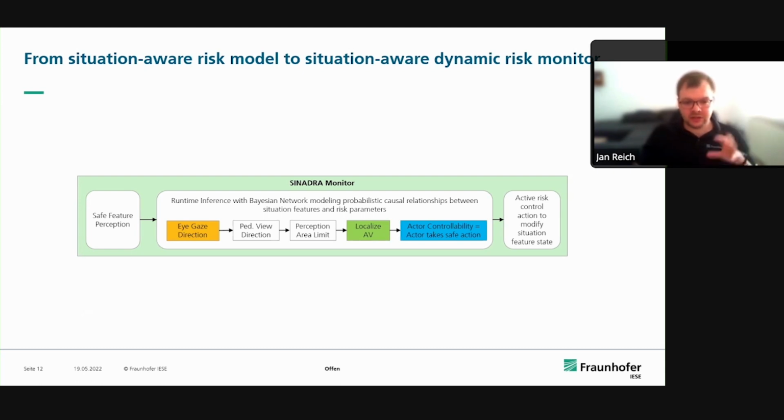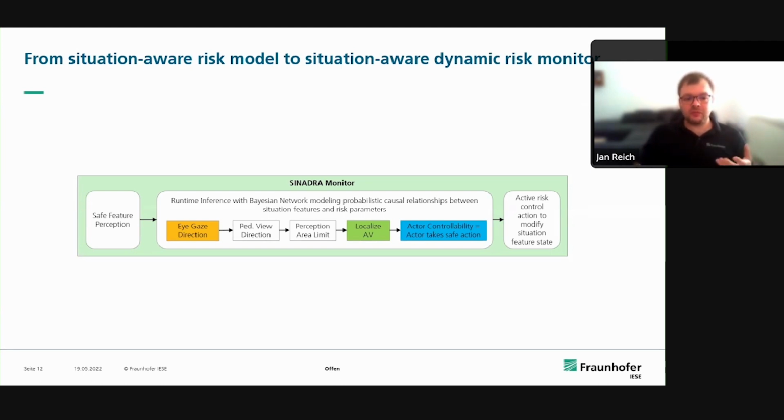So in the middle we see the respective risk decomposition model that we have built up and engineered. I won't go into detail on that in this talk, but in the next step we are formalizing these relationships, which are conditional and probabilistic. Not every time that the eye gaze direction is toward the AV does this consequentially mean that the AV is properly localized. So this is conditional and probabilistic, and we are transforming this qualitative causal model into a Bayesian network.